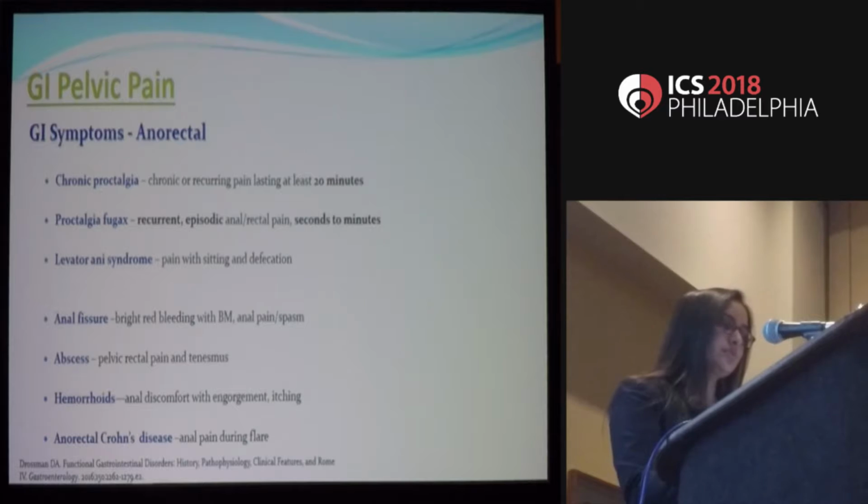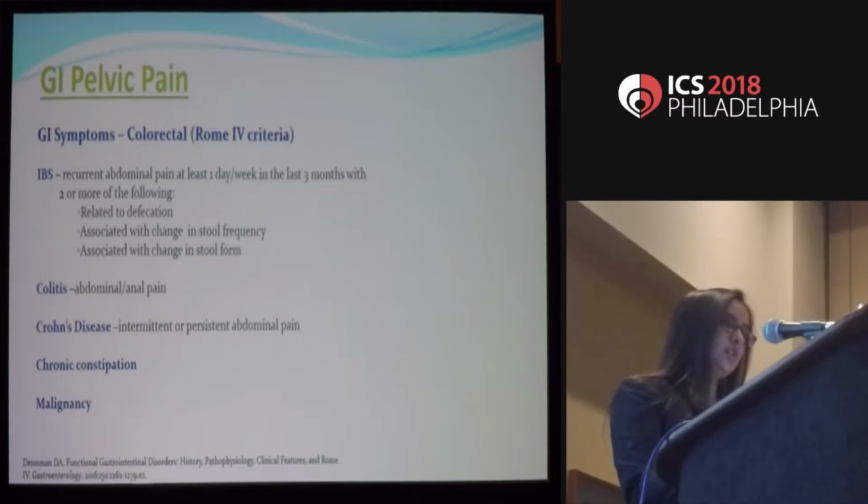Within the gastrointestinal domain, processes that can cause chronic pelvic pain include anorectal and colorectal etiology. These can include chronic proctalgia, which is defined as chronic or recurring pain that lasts at least 20 minutes, in contrast to proctalgia fugax, which is recurrent or episodic pain that lasts seconds to minutes, and the levator ani syndrome. Treatable causes such as anal fissures, abscesses, hemorrhoids, and anorectal Crohn's disease should also be evaluated.